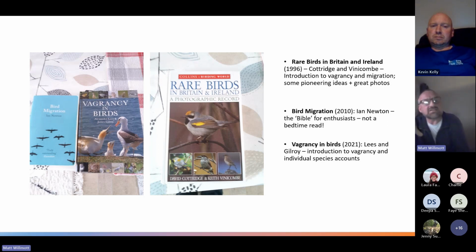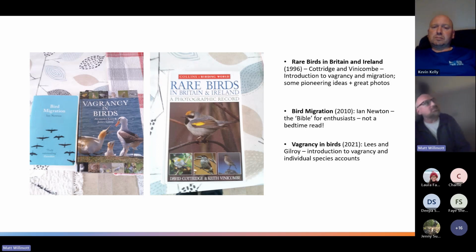It's got a really nice introductory section on vagrancy, and I recommend it. It's really accessible and quite easy to understand. Plus, there's some lovely photos in there. Bird Migration, the light blue book on the left, that's Ian Newton's. I mean, that really is the kind of Bible.